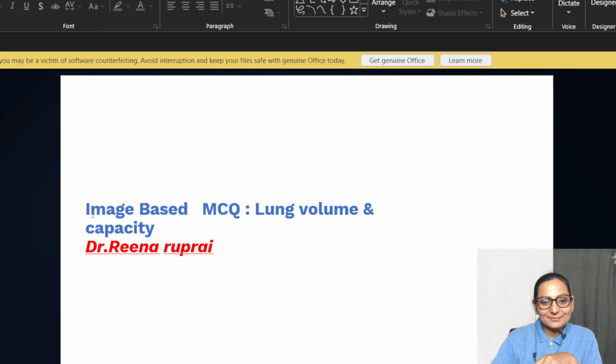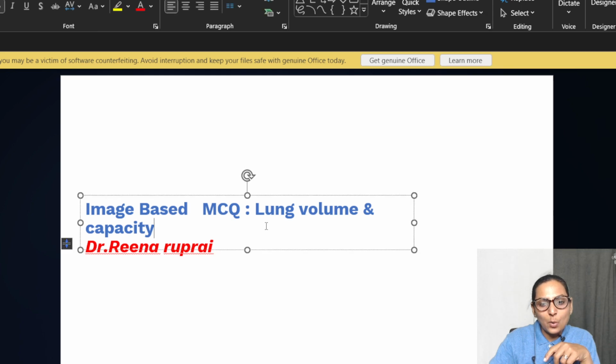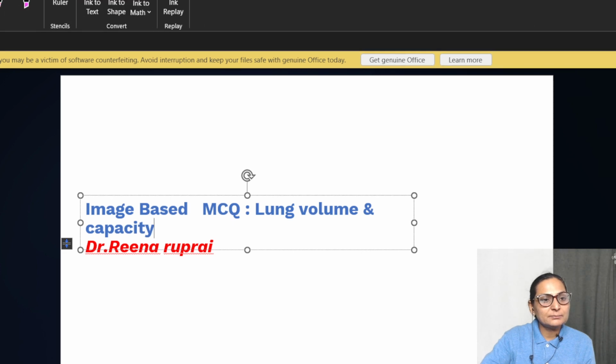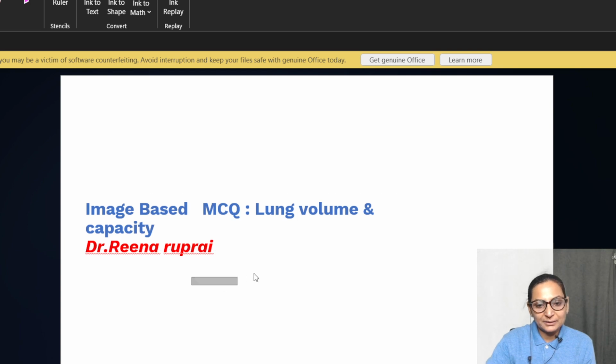So let's get started with a single MCQ punch that will be taken on lung volume and capacities. Okay, so a single MCQ, but we'll be covering lots of theory out of it, right?